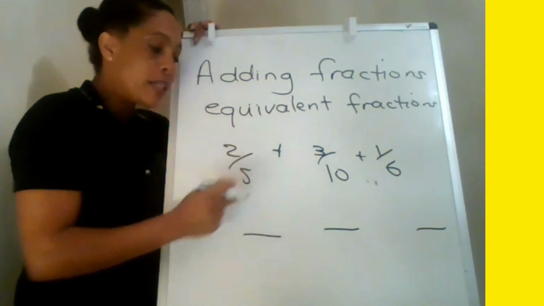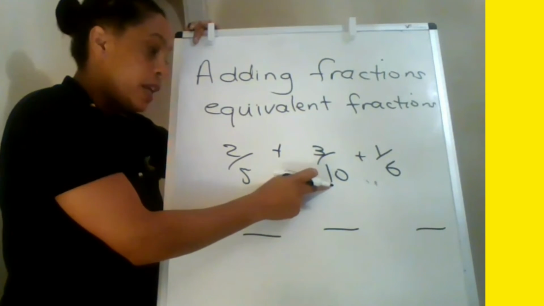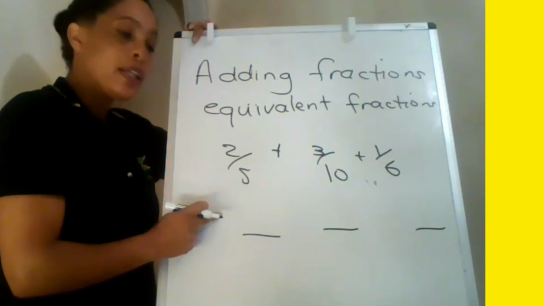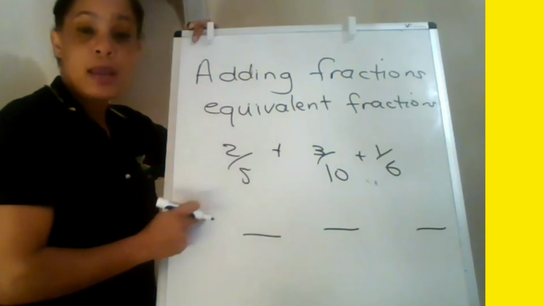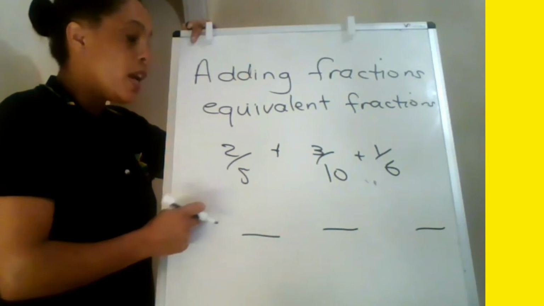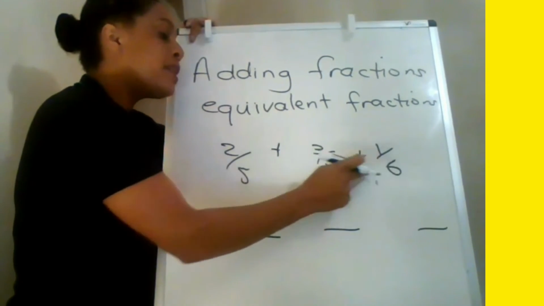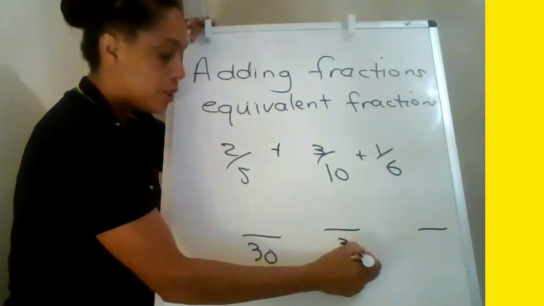So I'm going to be using my 10 times table. The first number is 10. It's in the 5 times table, but it's not in the 6 times table. Then I have 20. It's in the 5 and 10 times tables, but not in the 6 times table, so I can't use that one. I have 30. 30 is in the 10, 5, and 6 times tables, so I can use that one. So I'm going to make them out of 30.